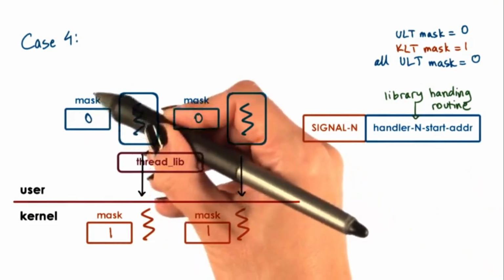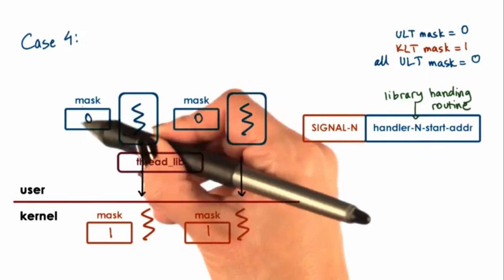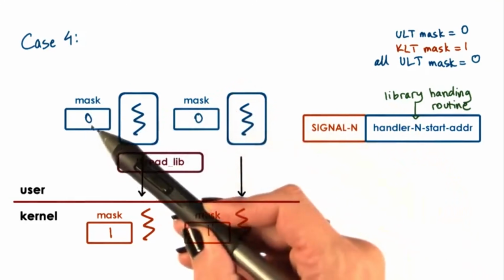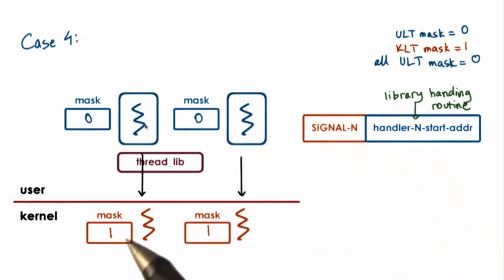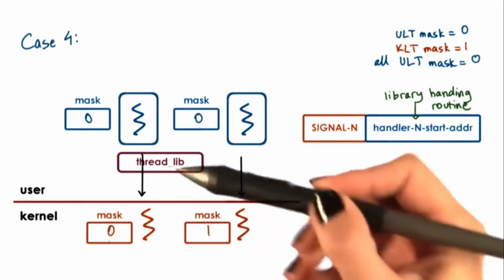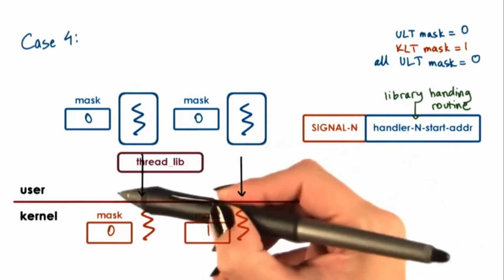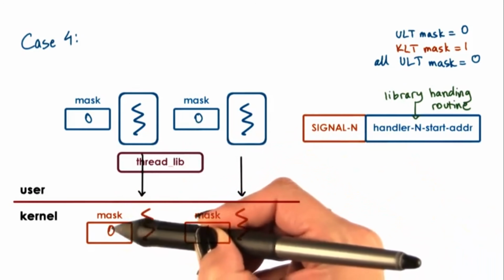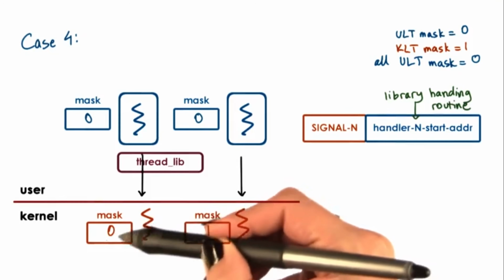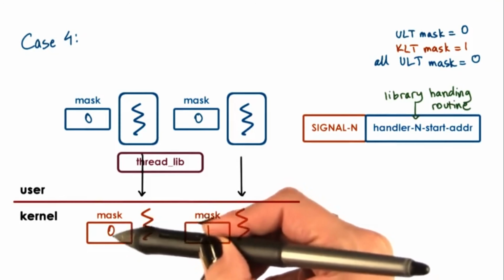It sees that this particular thread has the mask 0, and it sees that it doesn't have any other user level threads that can handle that particular signal. Now what will happen is the threading library at that point will perform a system call, and it will request that the signal mask of the underlying kernel level thread be changed. So this signal mask will become 0.